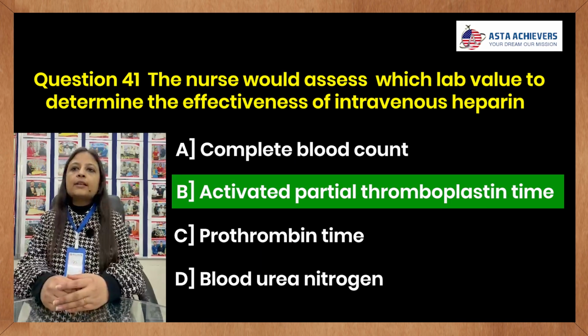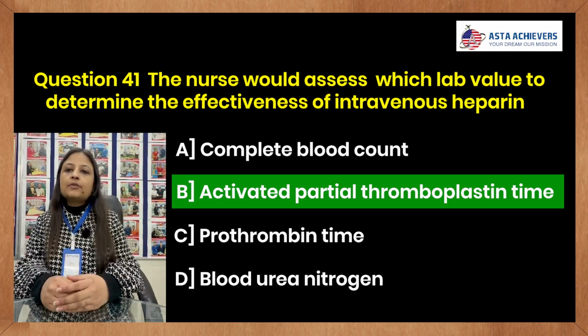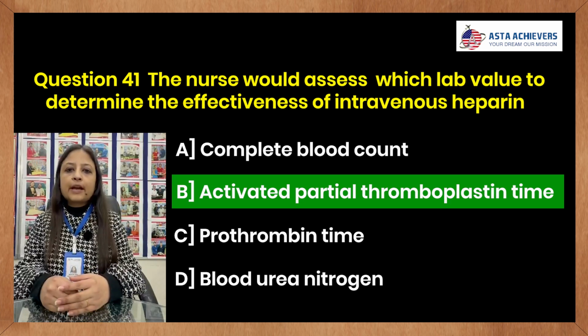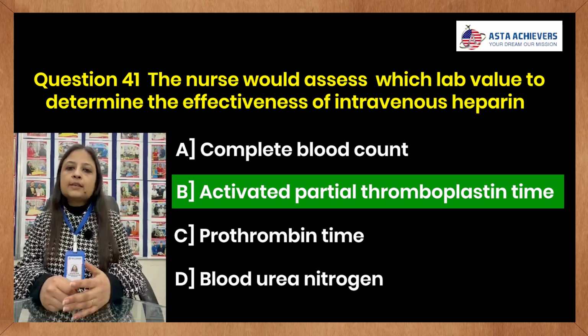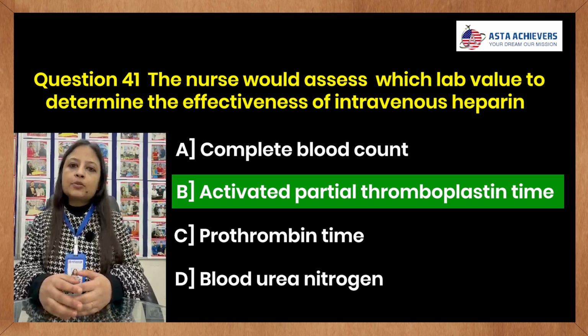Question number 41. The nurse would assess which lab value to determine the effectiveness of intravenous heparin? Option A, complete blood count. Option B, activated partial thromboplastin time. Option C, prothrombin time. And option D, blood urea nitrogen.